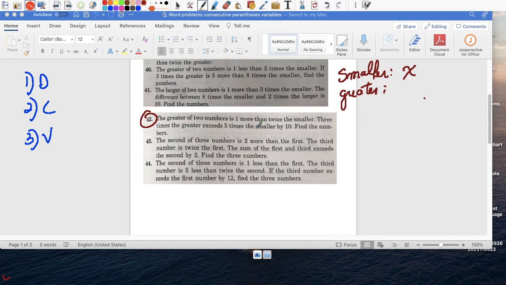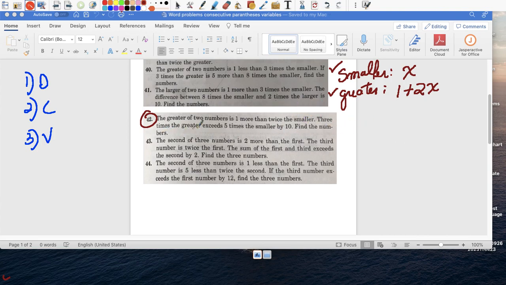In a circle because I keep losing. The greater of 2 numbers is 1 more than twice the smaller. And that's what the greater is called. So 1 plus 2x. Okay, so we identified our players. The small number is x. The greater one's called 1 plus 2x. And now let's set up the equation.